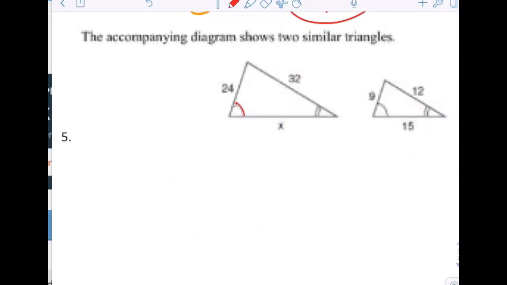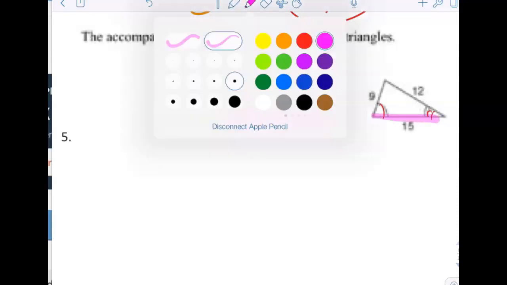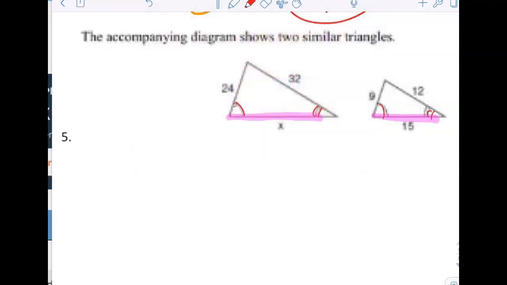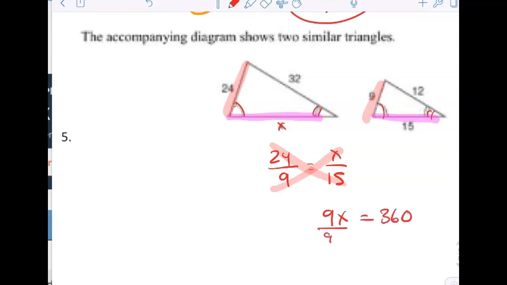In this problem, I'm going to have you solve for x. So you can tell because this angle goes with this, and this goes with this, that those two correspond. And then do I have double numbers somewhere else? I have a couple of double numbers, but I'll just use that one. So I can go 24 is to 9 as x is to 15. 9x equals 24 times 15. It's 360. 36 divided by 9 is 4, so that must be 40.